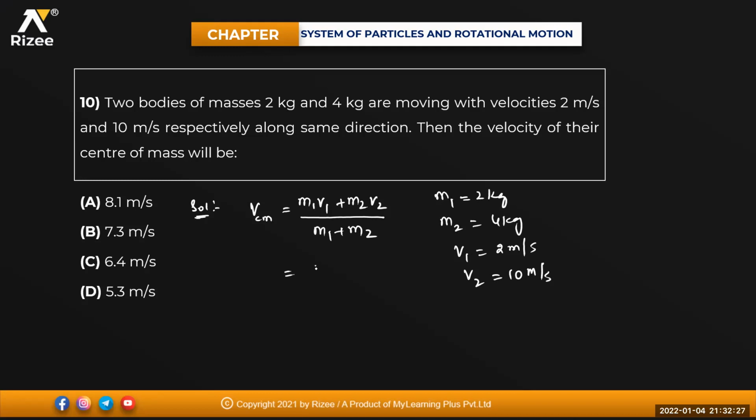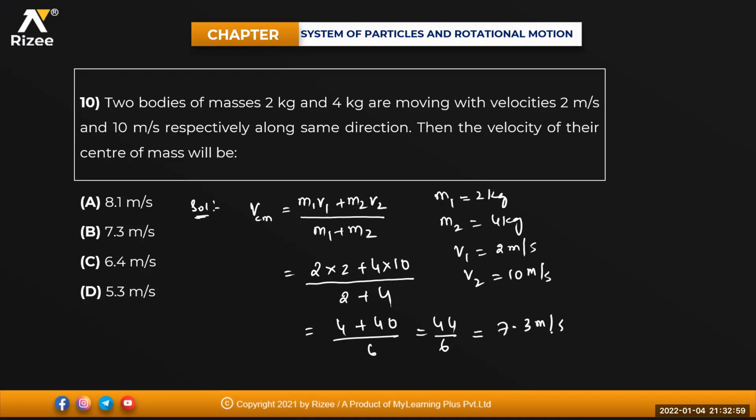See how much I'll be getting? M1 is 2, V1 is 2, plus M2 is 4 into V2 is 10, divided by M1 plus M2, 2 plus 4. So 2 twos are 4 plus 4 into 10 is 40, so 44 divided by 6. 7.3 meter per second, because 7 sixes are 42. So 7.3 meter per second.